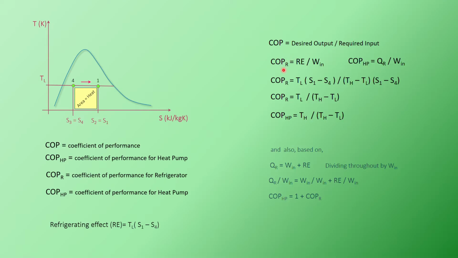Therefore, for a refrigerator, since the desired output is to give a cooling effect, it would be the RE, the refrigerating effect, divided by the work in.